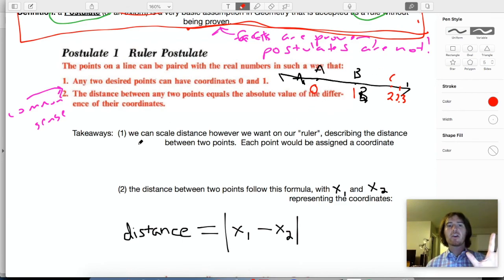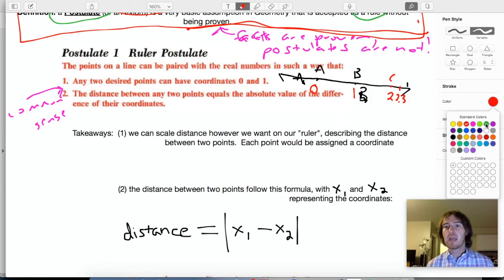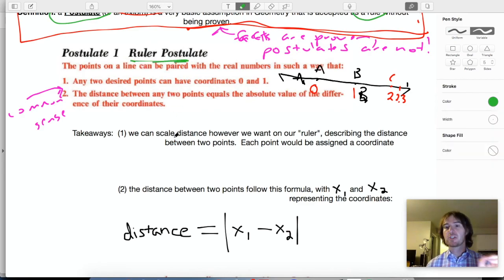So the takeaways: we can scale any distance however we want on our ruler, describing the distance between 2 points. Each point gets assigned a coordinate. If we want to make this 1 unit long, cool. Then anything that is this size right here would be 1 unit long in distance. This will be important later when we're trying to prove things and maybe want to copy a particular segment. The ruler postulate doesn't come up much, but we'll use it to add stuff to diagrams. We'll do that later.